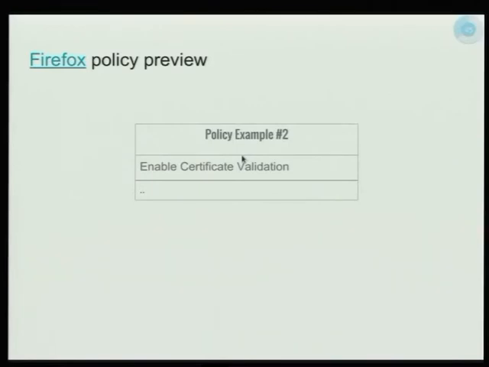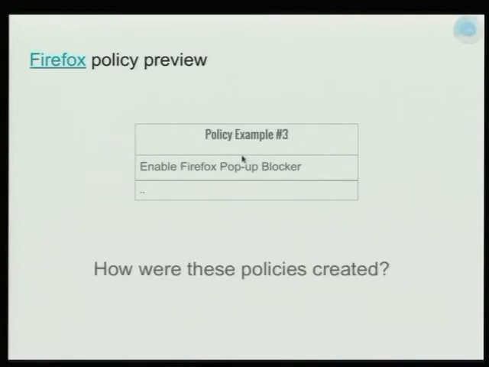Another example for Firefox, what might be interesting is to enable the certificate validation. Maybe all of you remember all those warnings that this certificate is untrusted, and if you want to accept the exception. Another example might be if you are bothered by those Firefox windows showing up, you might want to enable this rule.